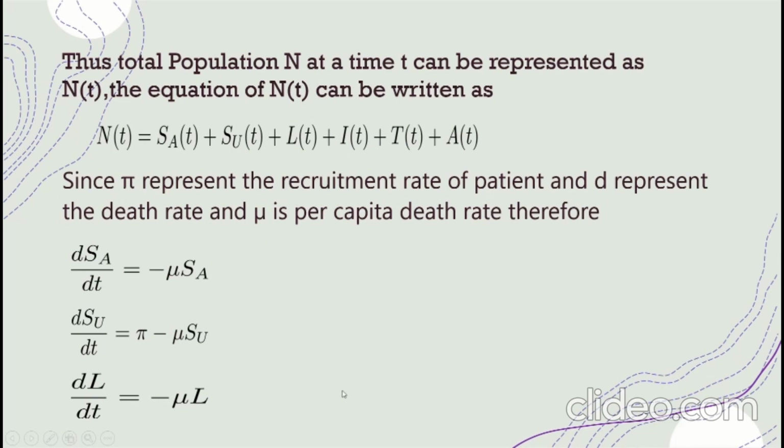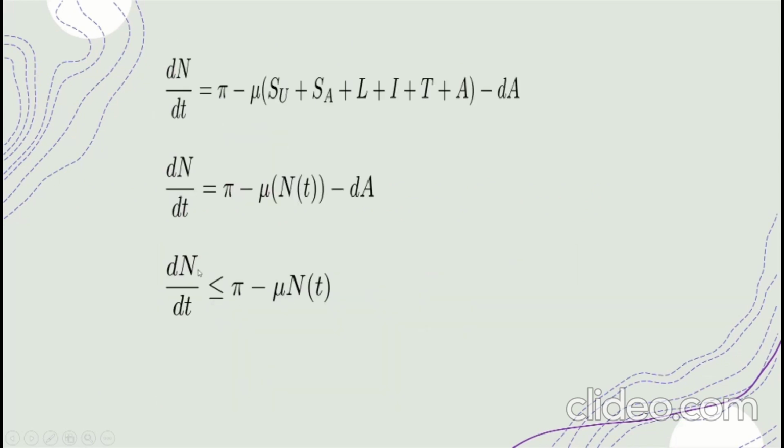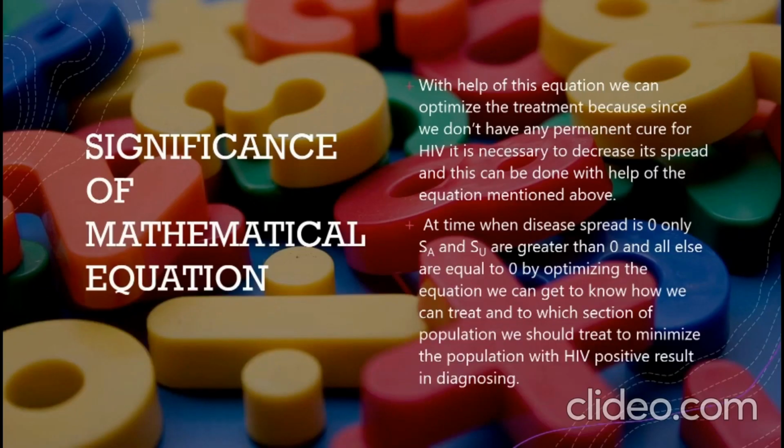Since pi represents the recruitment rate of patients, d represents the death rate, and mu is the per capita death rate, the rate of change of the natural population can be represented as the sum of change of individual members. This gives us an equation, which can further be solved to give us a final equation. The rate of change of population over time is less than or equal to pi minus mu N(t), where pi represents the recruitment rate of patients and mu represents the natural per capita death rate.